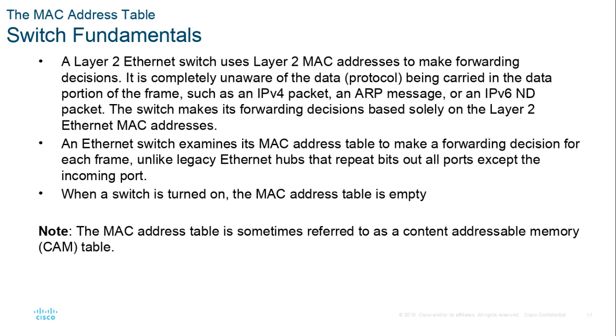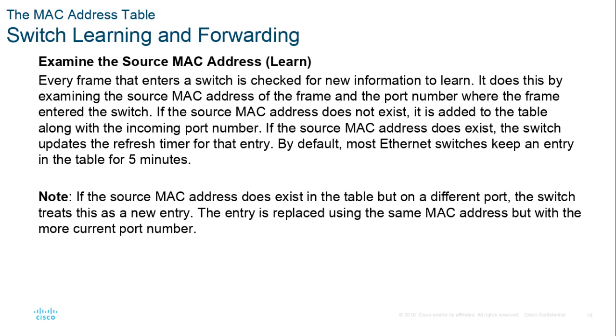Now, when you first turn on a switch, the MAC address table is empty. Or if you do a reload on the switch, it's initialized, it's empty. And he'll start learning again right away. And this is the mechanism that Ethernet switches use to make their forwarding decision. So the first step, learn. Examine the source MAC address, learn it, put it in the MAC address table. If it's already in the MAC address table, update the timer. If it's not in there, put it in there and start the timer.